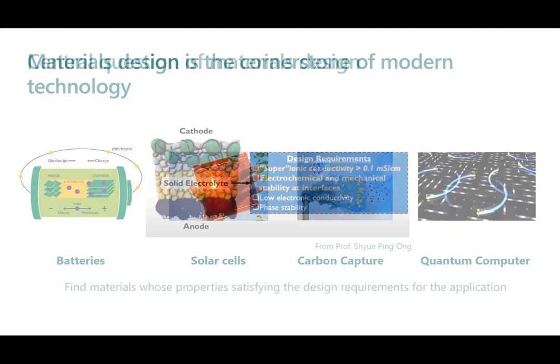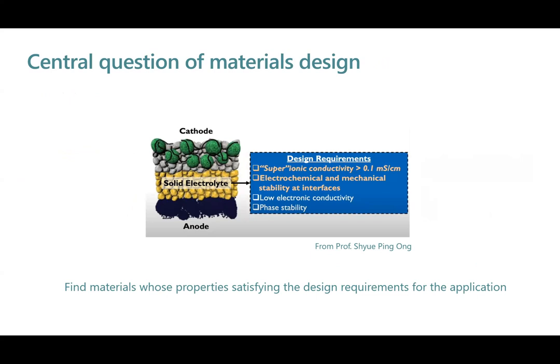The core problem in materials design is finding materials whose properties satisfy the design requirements of the application. Here I'm showing a slide that I borrowed from Professor Shyue Ping Ong, which shows a few requirements needed to find a good solid state electrolyte material for lithium ion batteries. Usually each one of these properties can be calculated using quantum mechanical calculations.